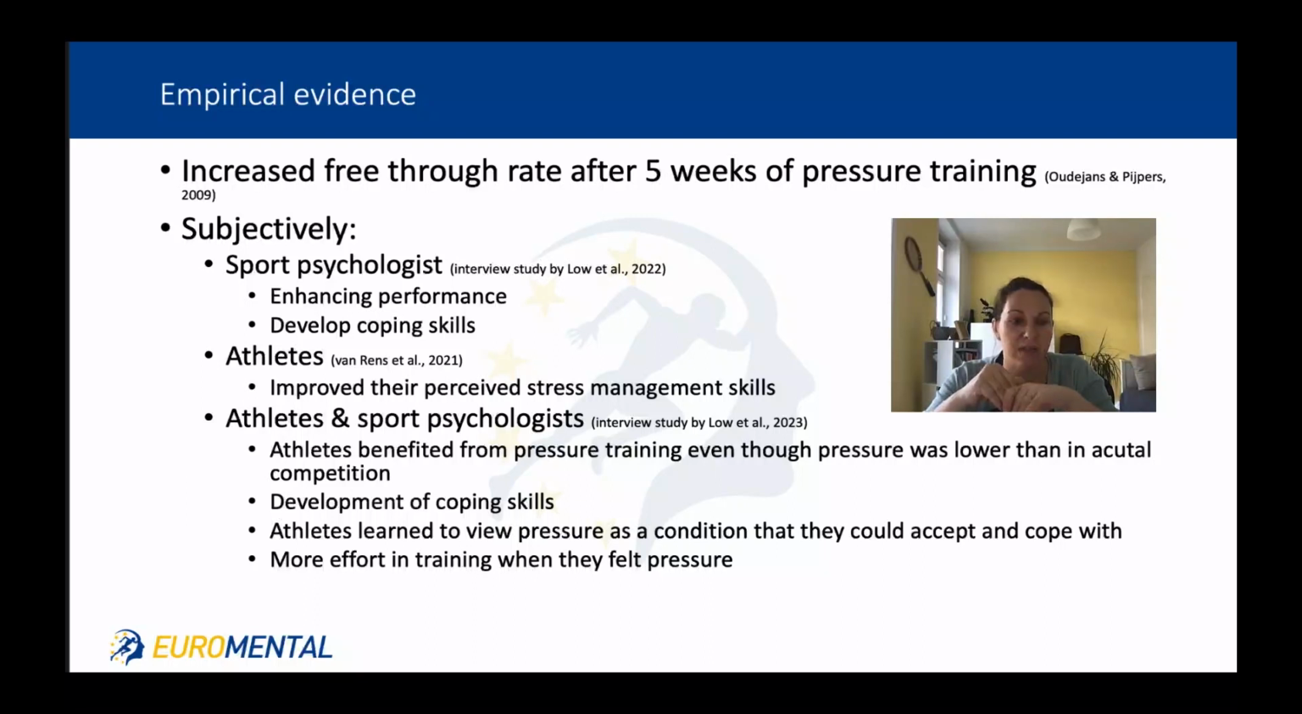We've heard subjectively from sports psychologists and from athletes that it can help enhance performance, develop those coping skills, actually improve perceived stress management skills, and also help the athletes to learn to view pressure as a condition that they actually could accept and cope with. And it's not just there and it's happening, but you can actually do something about it. And what I find also interesting is that you put, as an athlete, more effort into training when you actually feel this kind of pressure. So this can also help increase training quality.